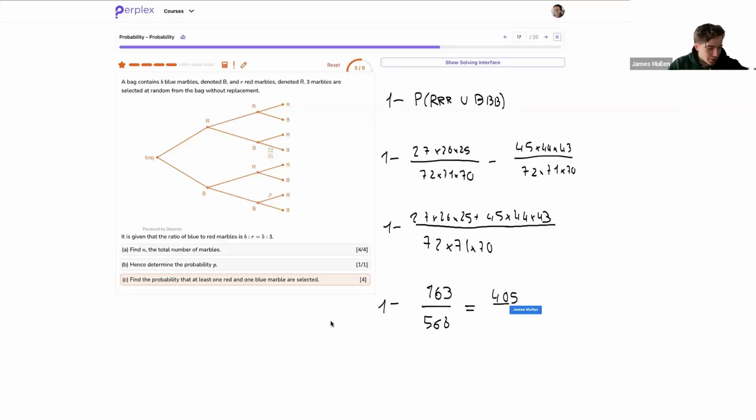405 over 568. Now, you don't have to write this as a fraction necessarily. You can write it as a decimal, that's fine. If your calculator spat out a decimal, you don't have to convert it, but I get 0.713.